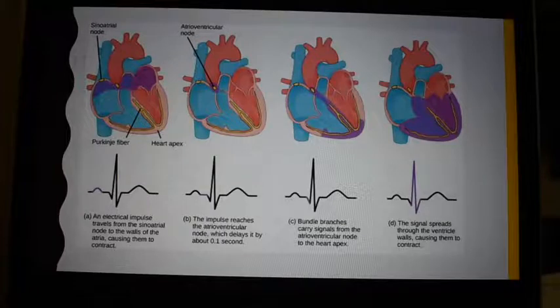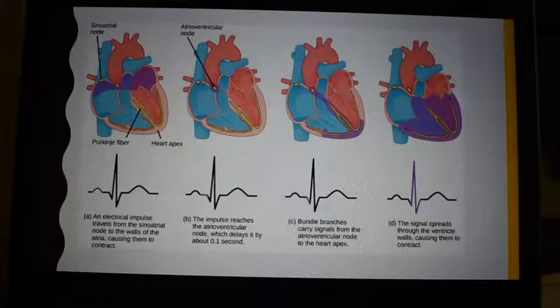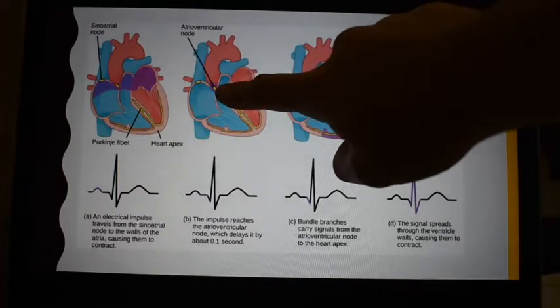Alright, so going through that was a lot of information. So I'm just going to read off what I wrote here on the screen. First, we start off with the SA node, and an electrical impulse travels from the SA node to the walls of the atria, causing them to contract. The impulse then reaches the atrioventricular node, which delays it by about 0.1 seconds. So this is where we are right now.